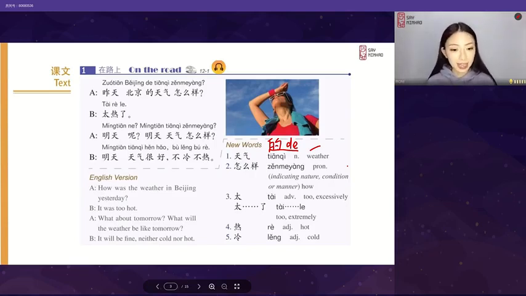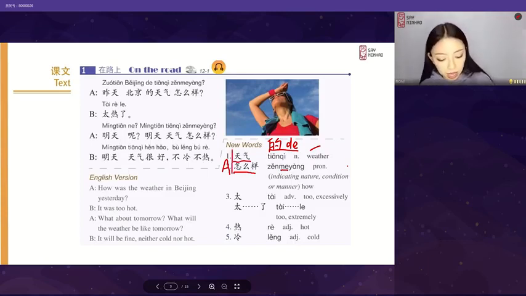Next one is 怎么样, zenmeyang. And this me is neutral tone. Okay, try to read after me. Zenmeyang, zenmeyang. It means how. So whenever you want to ask about something, how's this thing, then you can put the thing before 怎么样. For example, if I want to ask, how's the weather? Then I should put the weather before 怎么样, right? Then it is 天气怎么样, how's the weather?